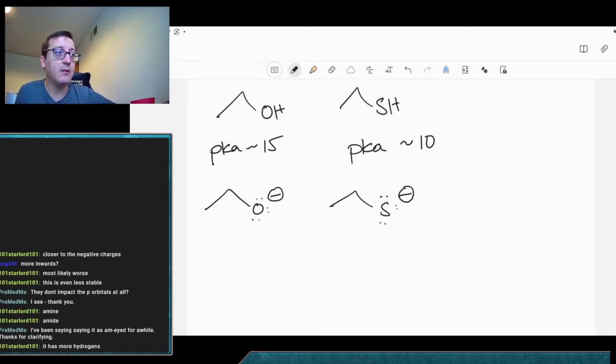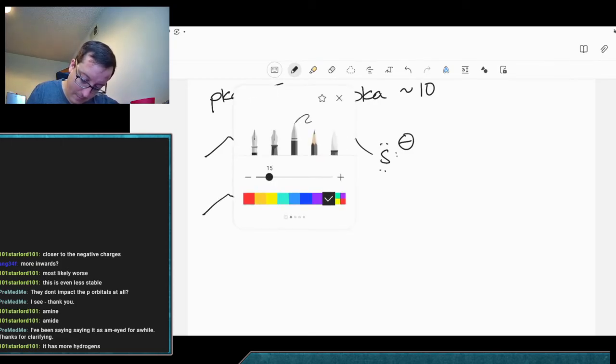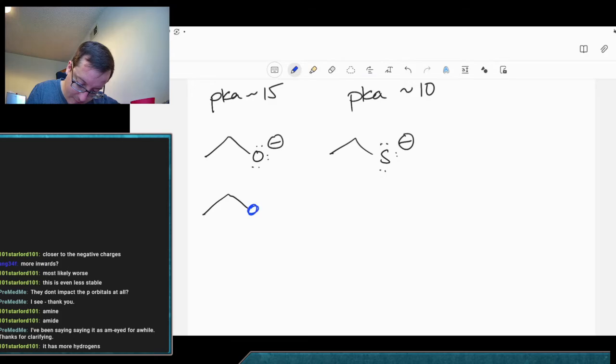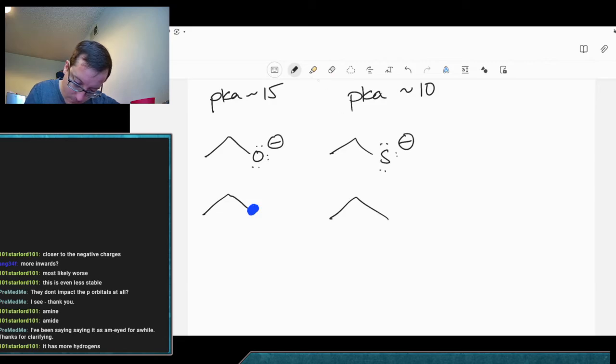So we might be like, well, oxygen is going to be happy with the negative charge, right? It's electronegative. That's a fair point, but there's something more important here. The main difference between oxygen and sulfur for this purpose is that sulfur, we'll do it this way. Here's our oxygen. And here's our sulfur.